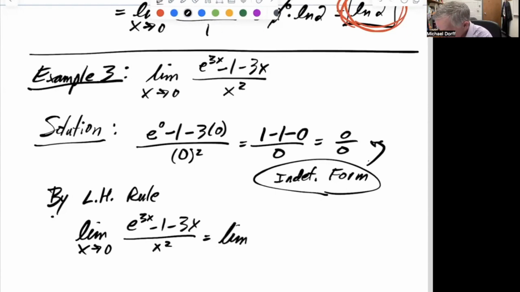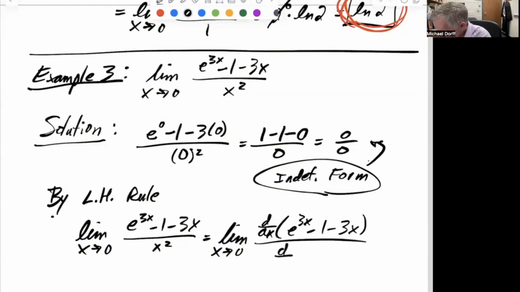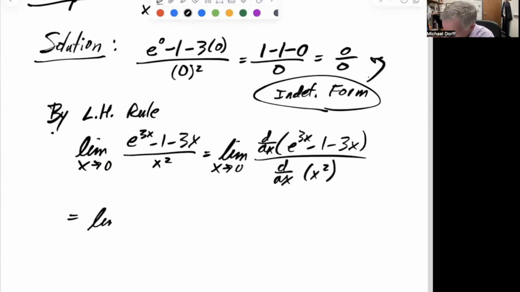And L'Hopital's rule then says, when I do this, I'm going to take the derivative of the top, writing that down, over the derivative of the bottom, over the denominator. So keep writing my limit signs here. Derivative of the top. What is the derivative of e to the 3x? Well, that derivative is 3e to the 3x. By the chain rule, that's what we get.